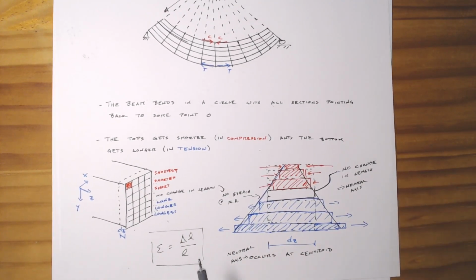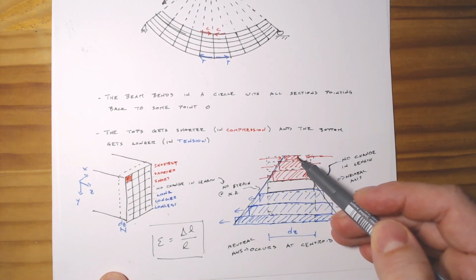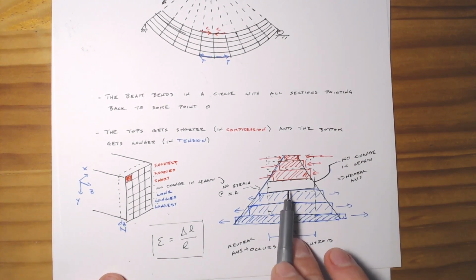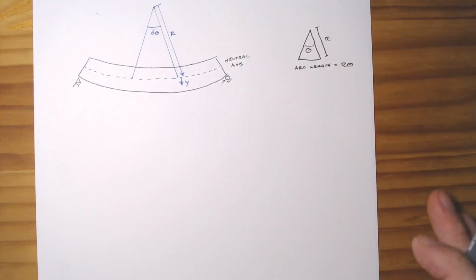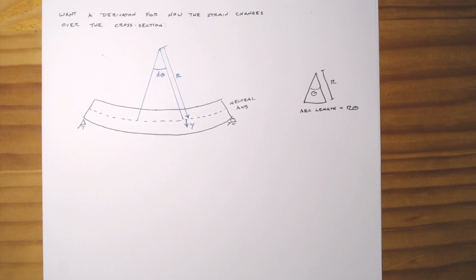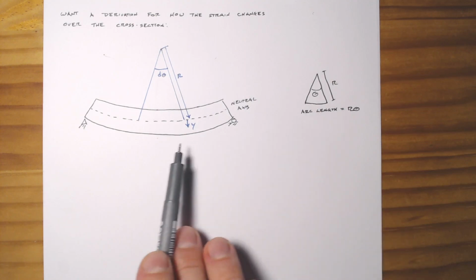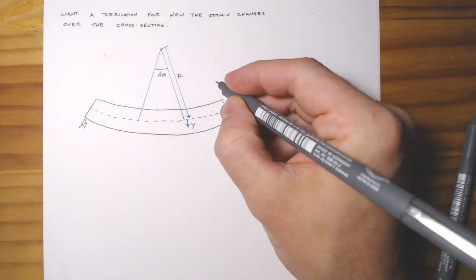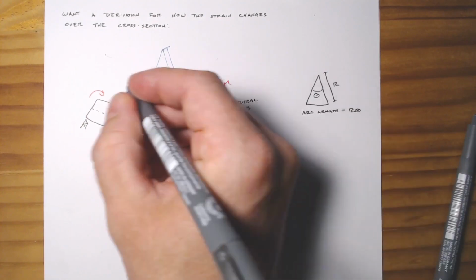And so we can set this up. What we want to know is, how much shorter does this get at the top section versus the neutral axis? How much longer does it get at the bottom versus the neutral axis? So what is our change of strain as we come down the section? To do that, we'll set up another little diagram. For the derivation of how the strain changes over the cross-section, we'll have the same beam being bent in pure bending. In fact, we'll put these moments back on there.